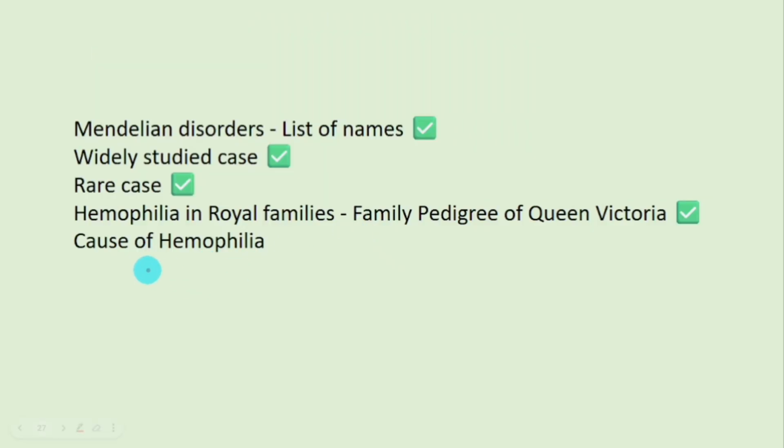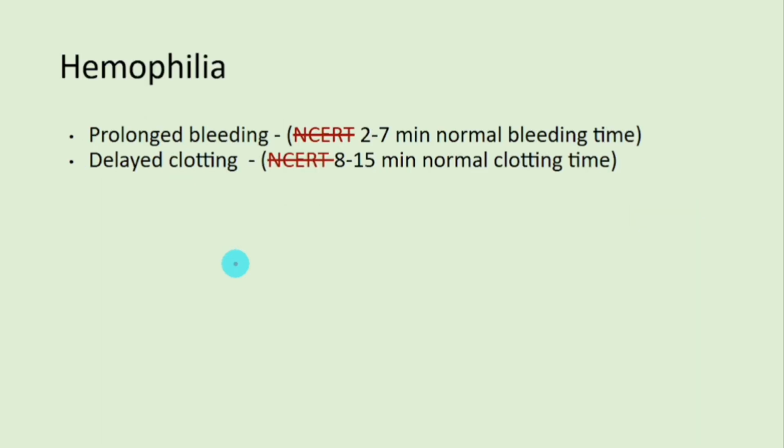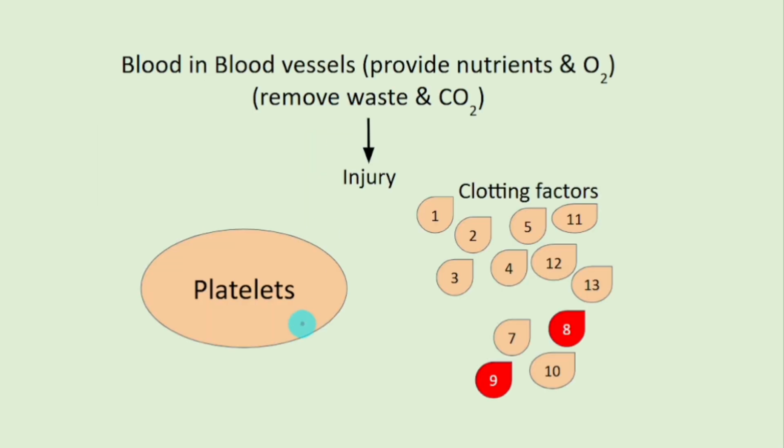Now we will quickly understand the cause of hemophilia. So prolonged bleeding in hemophilia is because of delayed clotting. So blood flows in blood vessels. So integrity of these blood vessels is very important. In case of injury, when the blood vessel ruptures, then platelet and clotting factors come into action and they seal the injured area in the blood vessel. And this is how the bleeding stops.